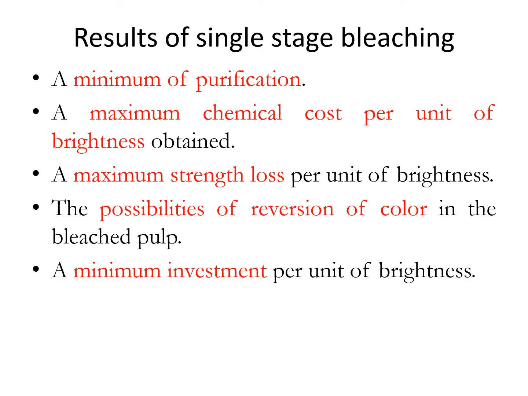Now the results are a minimum of purification, maximum chemical cost per unit of brightness obtained, and maximum strength loss per unit of brightness, as you are using a single chemical to brighten the pulp up. The possibility of reversion of color is more. The advantageous thing is that it requires a minimum investment per unit of brightness.